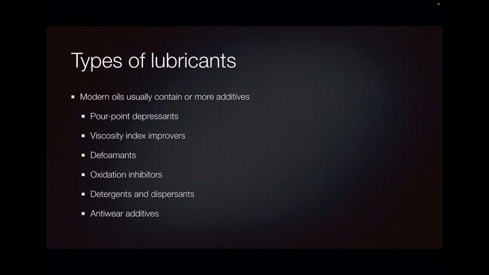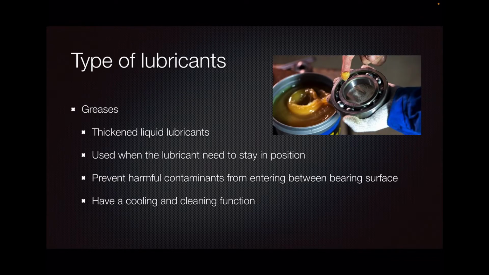Corrosion inhibitors prevent corrosion of metal surfaces. Detergent and dispersants minimize the formation of engine deposits. Anti-wear additives reduce friction and wear. Greases are semi-liquid lubricants. They are used when the lubricant needs to stay in position. It can prevent harmful substance from entering between bearing surface, and also has a cooling and cleaning function.